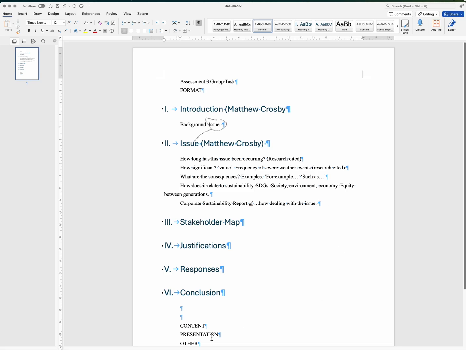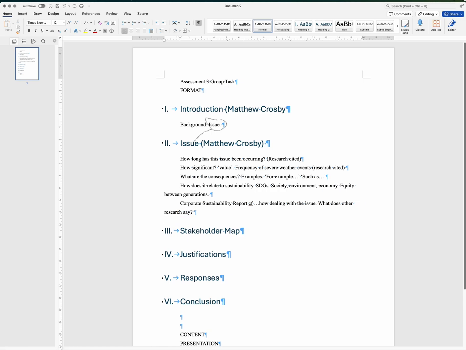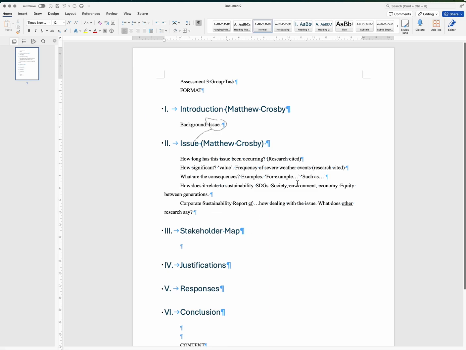I guess the question is, what does other research say? So this abbreviation here means compared to. So you compare what the company says it's doing to other research. That's an important part of critical analysis. Okay, so then for the stakeholder map.